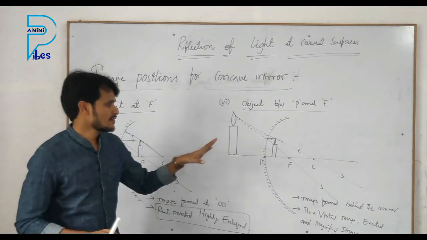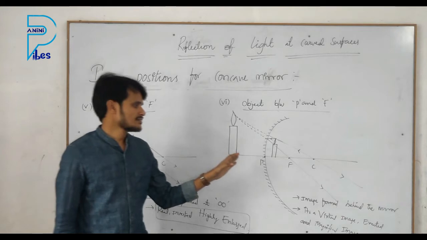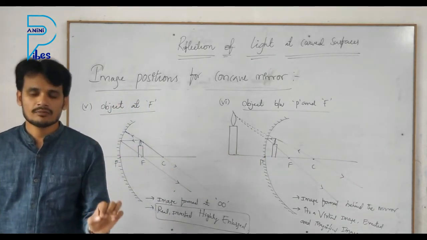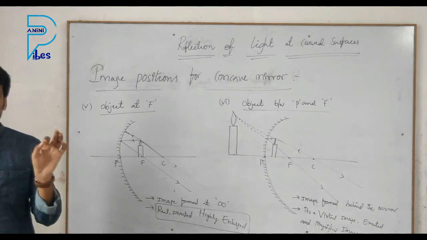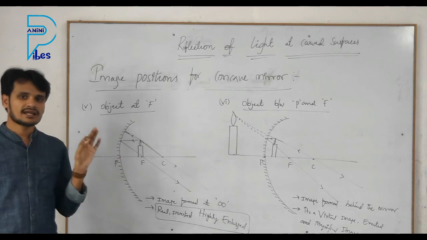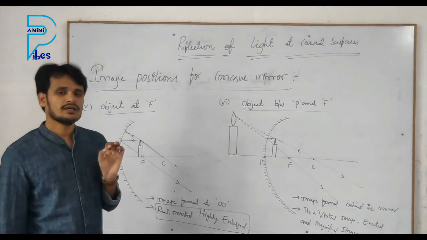And the next case is, if you are placing object at F, in this case, image forms at infinity. If you are doing that experiment using concave mirror, you will get a highly enlarged and inverted real image.